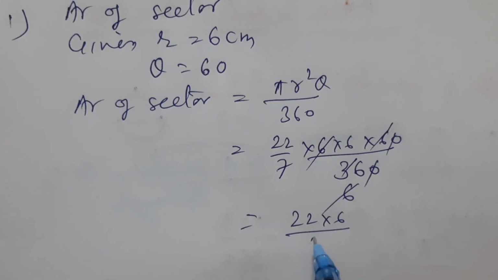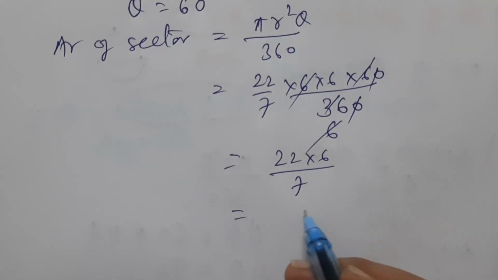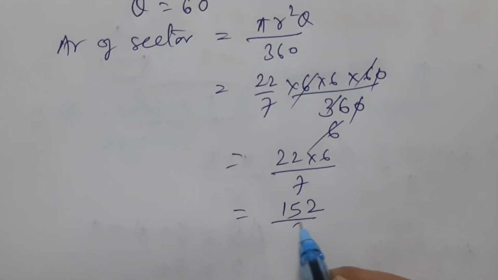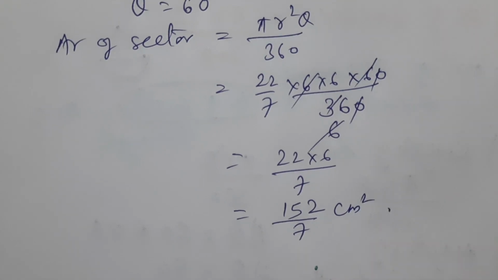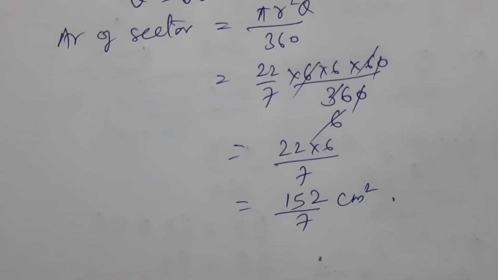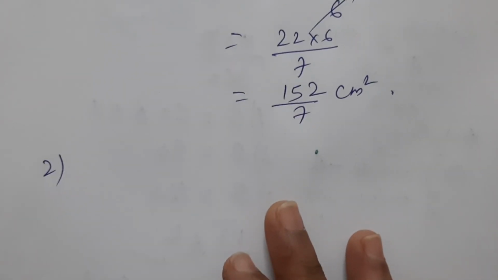22 multiplied by 6 divided by 7. So the answer is 132 by 7 centimeter square. See how simple, only based on formula. Now let's start out with the second question.